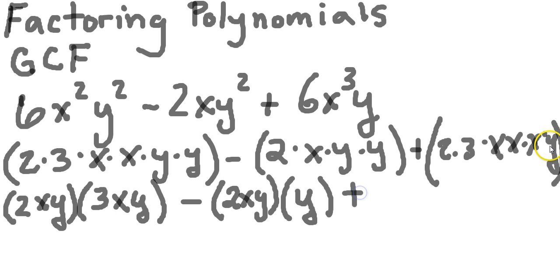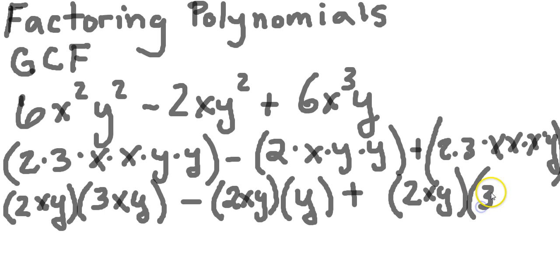Plus, now, the last one, we have 2 times 3 times x times x times y. The greatest common factor, which we pulled out, is 2xy again. So that's inside parentheses, times whatever's left in this last term. So we have a 3, and we have an x squared because we still have 2 of those left over, and no y's because we used the 1 y in our greatest common factor we already pulled out.